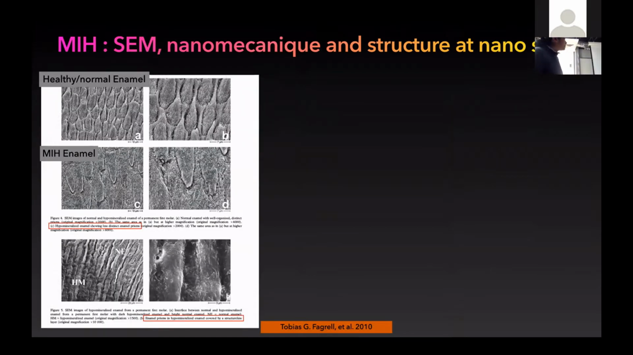Other studies show defective prisms. And here, for example, this scanning electron microscopy image shows that hypomineralized enamel has less distinct enamel prisms. And in addition, enamel prisms in this pathology are, for the majority of them, covered by a structureless organic layer. So this is also mainly in the inner layer of enamel.